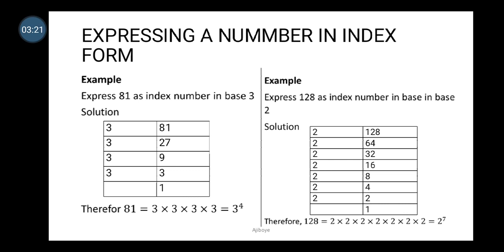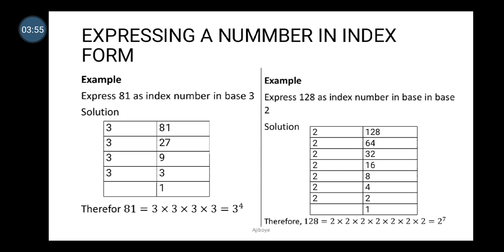Solution. We repeatedly divide 81 by 3. So if we divide 81 by 3, we get 27. Divide 27 by 3, we get 9. Divide 9 by 3, we get 3. 3 by 3, we get 1. Therefore, 81 is equal to 3 times 3 times 3 times 3, and that is 3 raised to the power of 4. So our 81 expressed as an index number is 3 raised to the power 4.